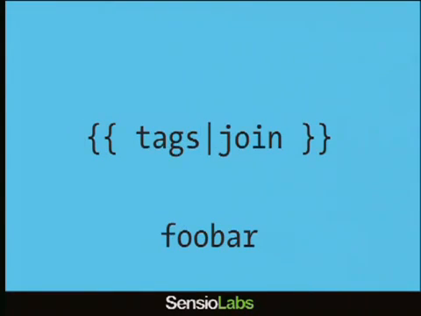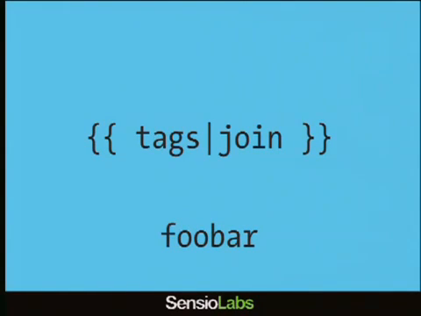It works with many different kinds of values. So here I have a set of tags. You can join the tags. It's going to join all the items in the tags variable, and then you have a string, because of course you can only output strings. You can't really output an array.